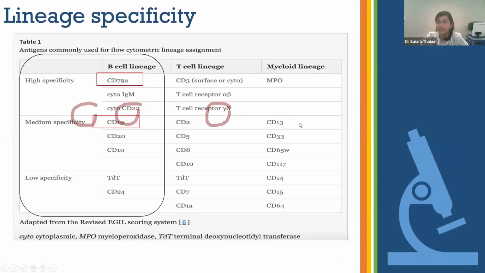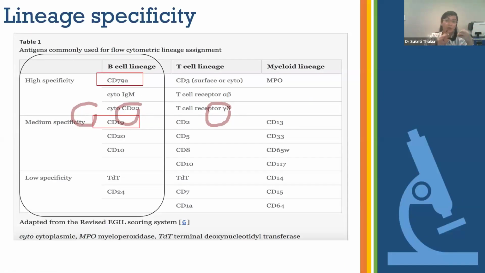Now, WHO has already defined lineage-specific markers. These are the markers which will be present on the surface, and these are the markers which will be present in the cytoplasm or in the nucleus. But each lineage, that is the B cell, T cell, and myeloid cell, which are the main core of my hematopoietic system, will have specific lineage markers.